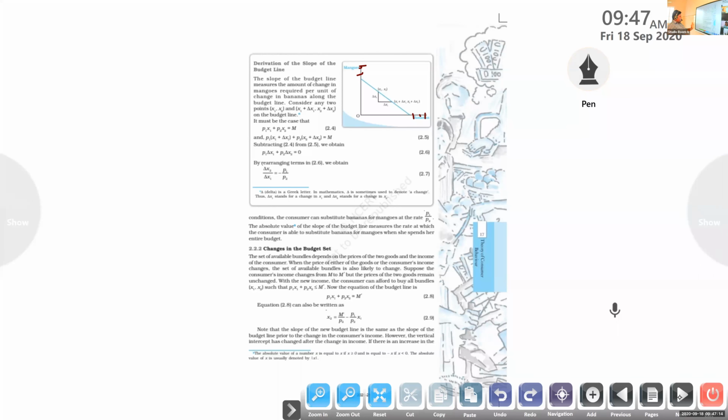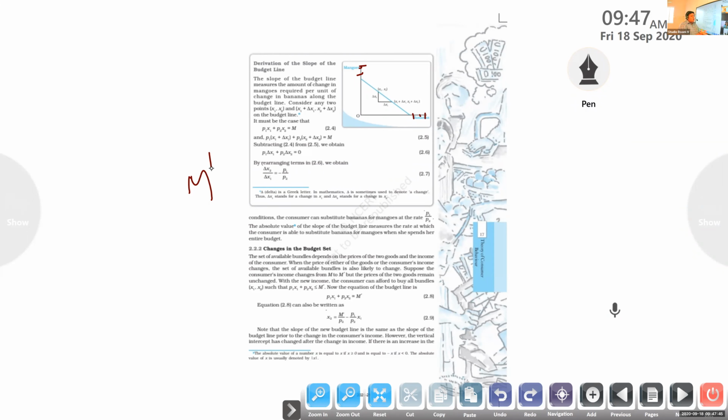Next, we discussed changes in the budget set. Here M dash denotes changes in the income. Sometimes our income will increase or sometimes it will decrease. If income increases, what will happen there? We are able to purchase more commodities in that particular set, even x1 or x2 in more numbers. That is up to our choice and our preferences.